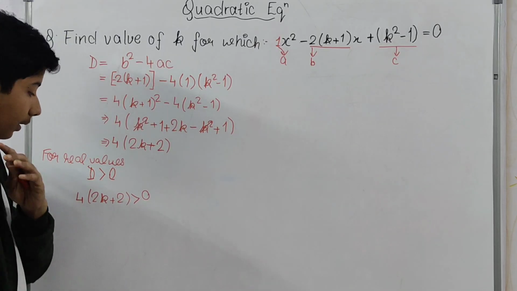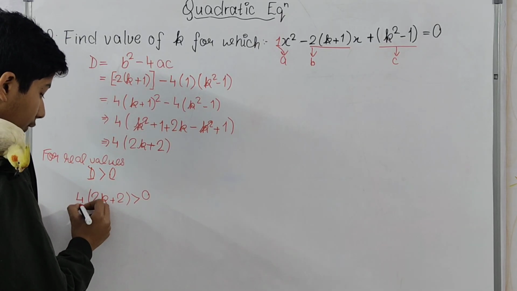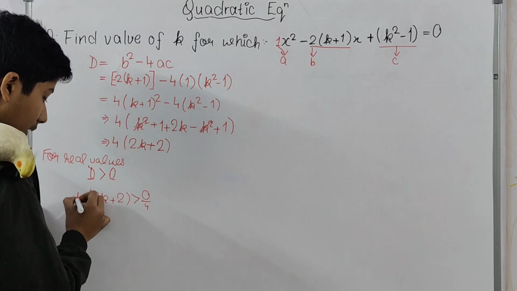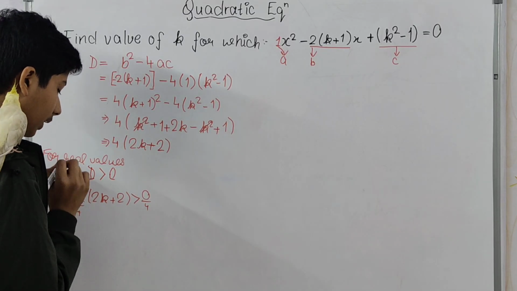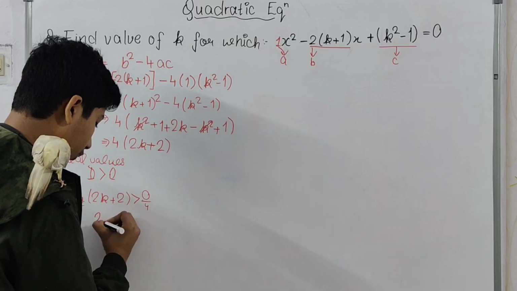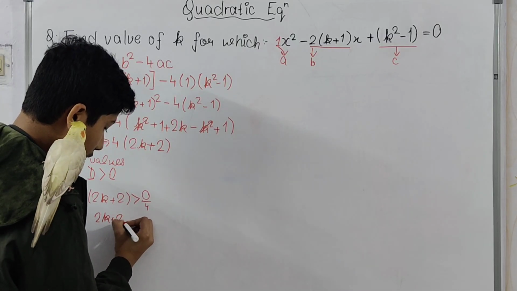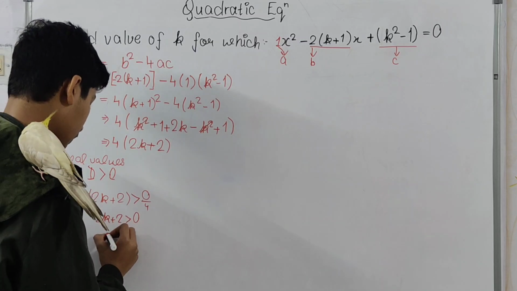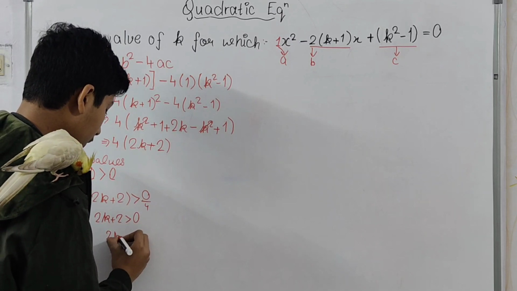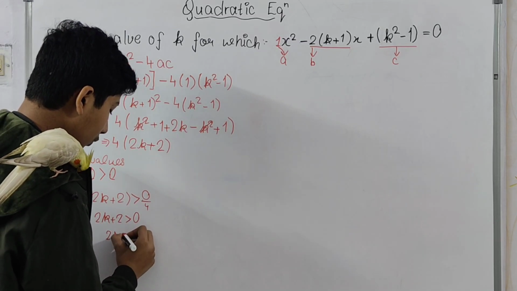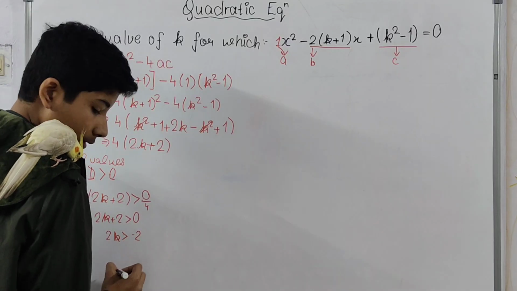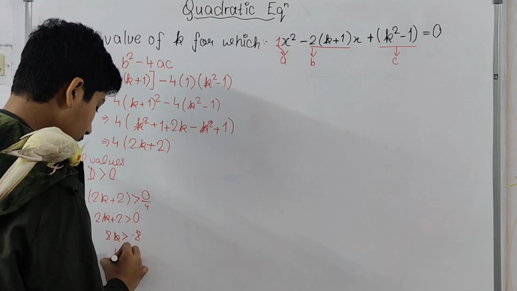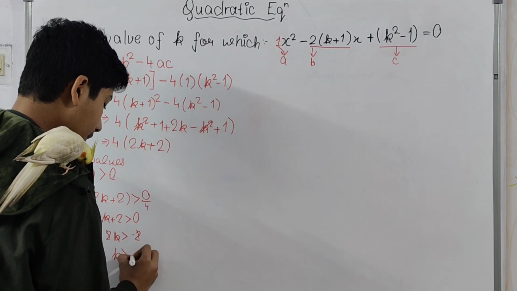Now what we will do, we will divide by 4 both the sides. This will be 0 and this will be 1. So 2k plus 2 greater than 0. We will send this to that side. So 2k greater than minus 2. When we divide this, it gets cancelled. So k greater than minus 1.